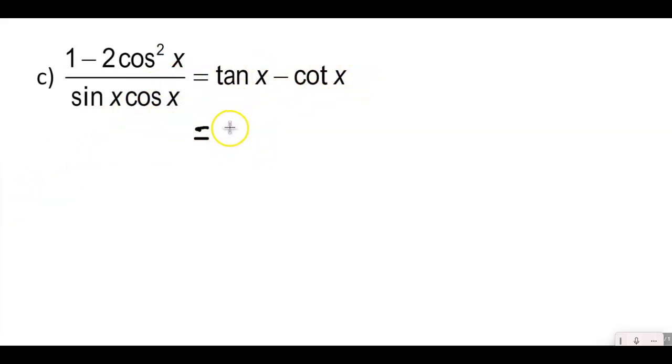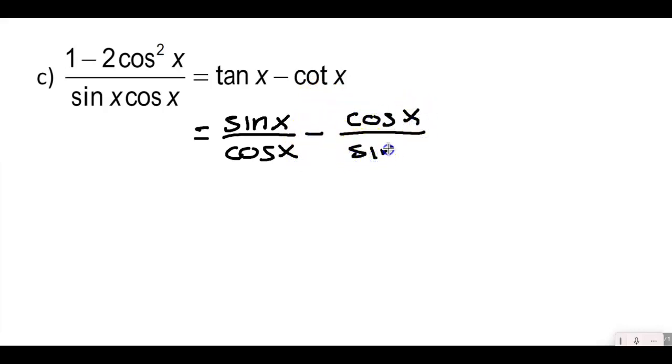So tangent is, once again, sine over cosine. All right? And cotangent, cosine over sine. Right? All right. And how can those be combined? And notice how there's two fractions. The second fraction is the reciprocal of the first fraction, right?